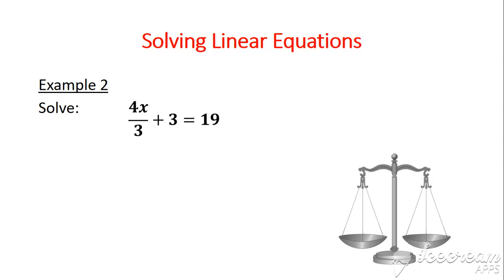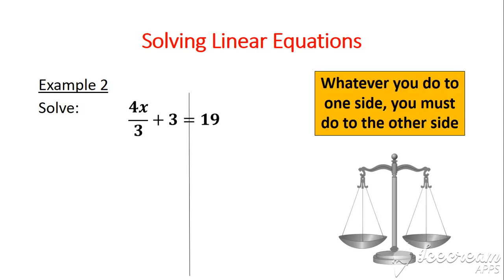Right, example 2. We're going to solve 4x over 3 plus 3 is equal to 19. Same strategy. Whatever you do to one side, do to the other. First thing we've got to do is get rid of that plus 3. So to do that, we take away 3 on both sides. The plus 3 and the minus 3 goes to 0, and that leaves us with 4x divided by 3 on the left, and 19 minus 3 gives 16 on the right.